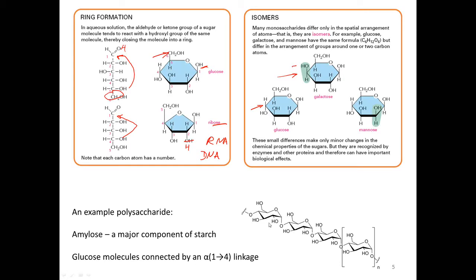Now, polysaccharides are just complex chains. Here's a linear chain. They can also be branched. We have 4 different glucose molecules connected.